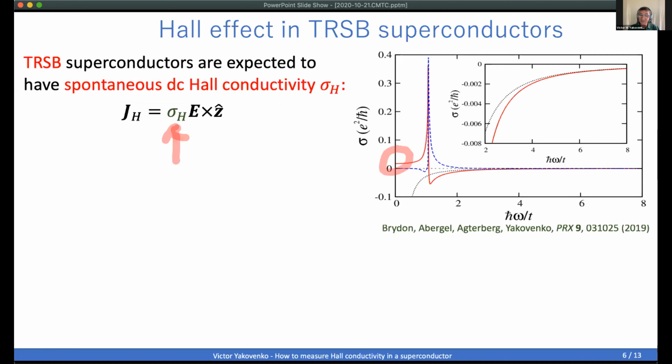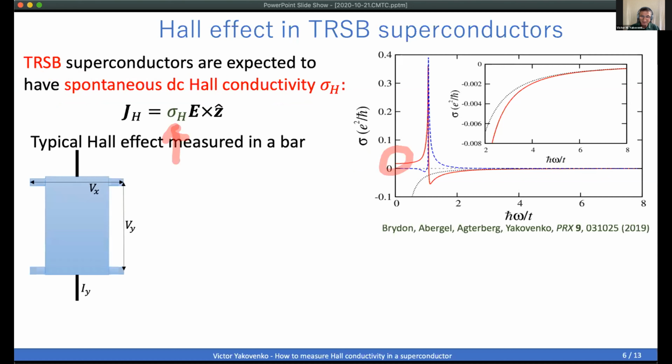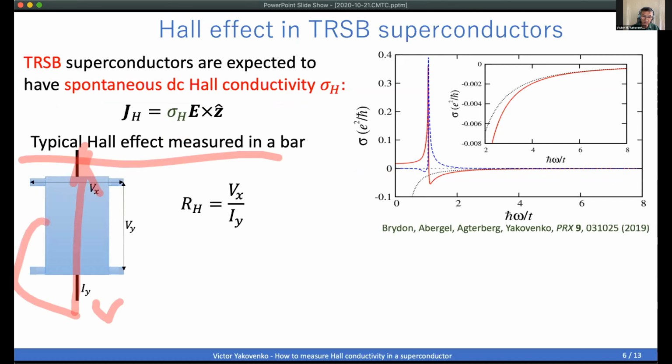And that is a problem. There is a difficulty of doing this in a superconductor. The usual way to measure Hall conductivity is the Hall bar. How do experimentalists measure Hall conductivity? They pass current through the sample and they measure transverse voltage. If there is non-zero transverse voltage, then the system has a Hall effect, and this is the Hall resistance. The problem with a superconductor is there is no voltage.